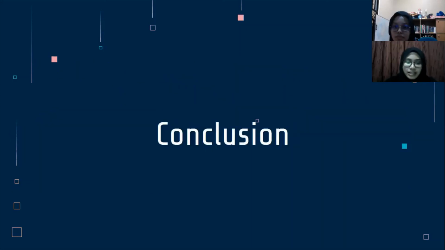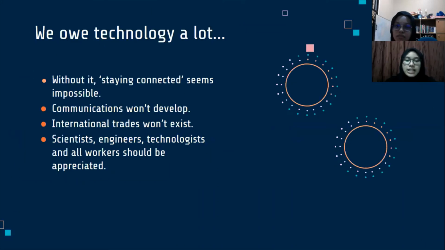Then in conclusion, technology does have a role in globalization. As we said before, without help from technology, staying connected seems impossible and communication won't develop. Furthermore, businesses can gain income not just from their small area but worldwide as international trade happens. Besides, consumers can gain more benefit from the technology.